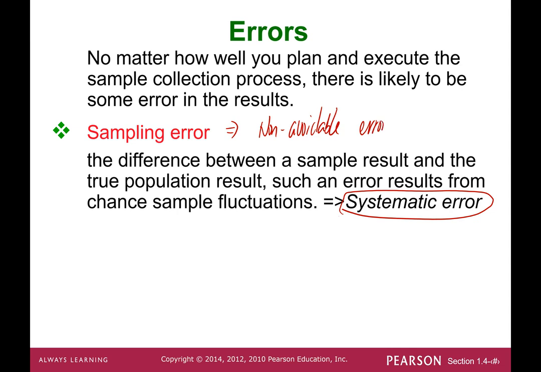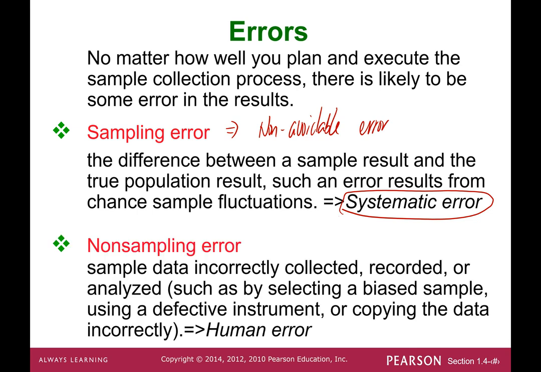error. So no matter how good your sample is, you can pick a simple random sample, but the difference between the sample result and the true population result still exists. So this is typically coming from the system, because no matter how good your sample is, it's never as good as the population itself. So that's why there's a minor sampling error occurring in the sampling process.